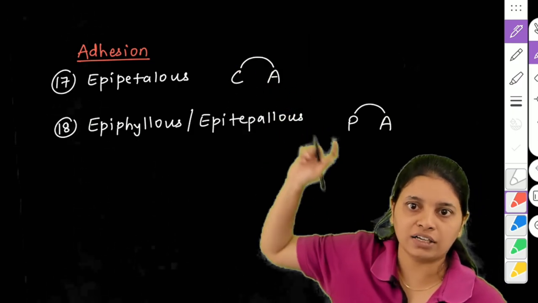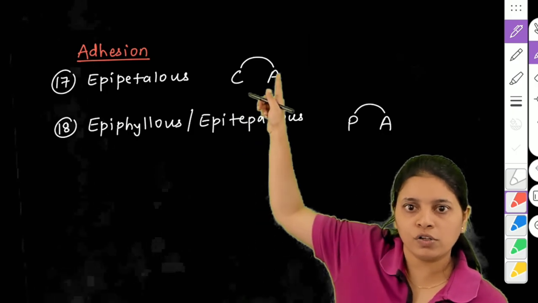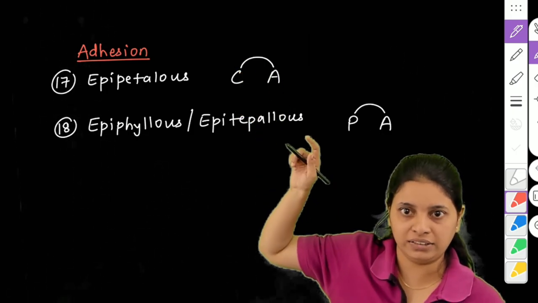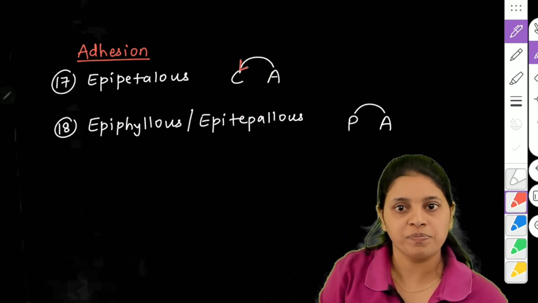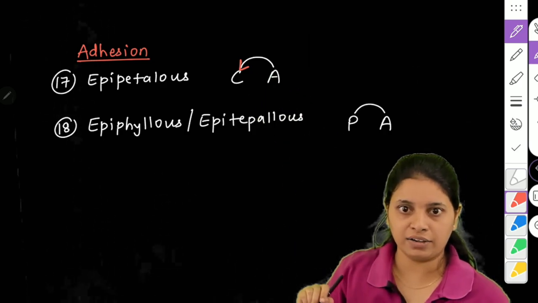We draw an arc joining the A and C, that is androecium and corolla. You can also simply write an arrow like this. Okay, it can be like this also. Or without the arrow sign, simply an arc.